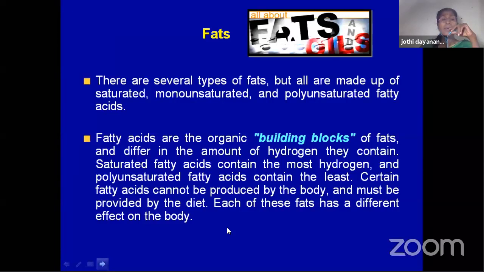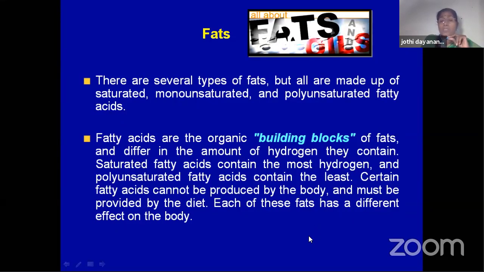So what is fat? There are several types of fat. They are made up of saturated, monounsaturated, and polyunsaturated fatty acids. When you see the advertisements of the oil companies, they say in our oil we have vitamins A, E, D, and K. But all the edible oils, basically the vegetable oils, contain vitamins A, E, D, and K, which get absorbed. Okay, so fatty acids are the organic building blocks of the fats.